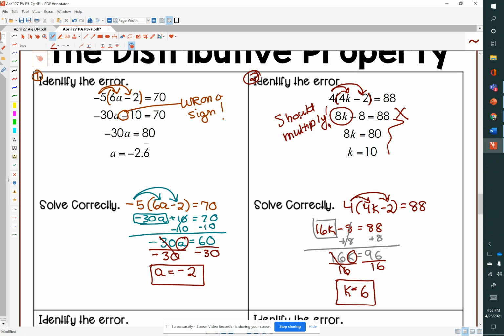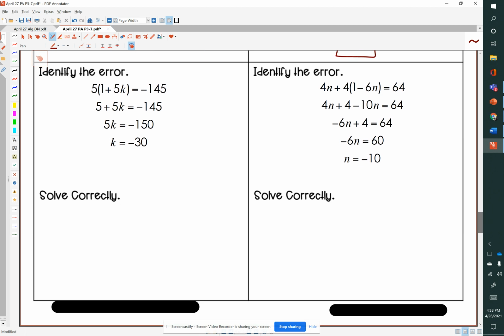And you can see how these answers are different from these incorrect answers in our error analysis. So I'll call this problem number 3. And we have 5 times the quantity of 1 plus 5k equals negative 145. So that should be 5 times 1 is 5. That's okay. 5 times 5, and they wrote 5 wrong. They added instead of multiplied. So when you distribute, you're multiplying.